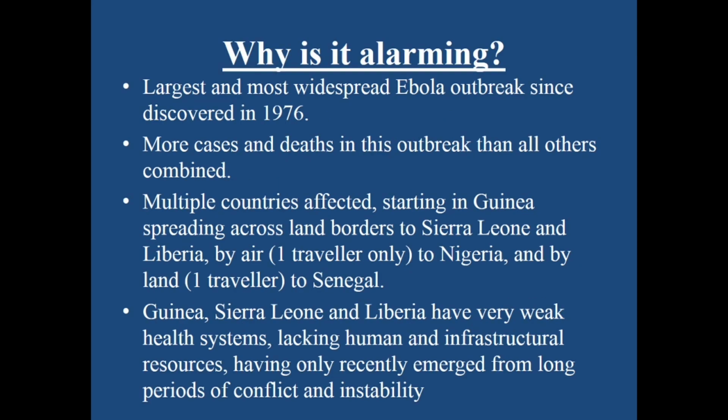So why was this outbreak alarming? Because it's the largest and most widespread outbreak since the disease was discovered in 1976. There were more cases and deaths in this outbreak than all the others combined. Multiple countries were affected, starting in Guinea and spreading across land borders to the other countries. And what is even more alarming is that these countries have a very weak health system.